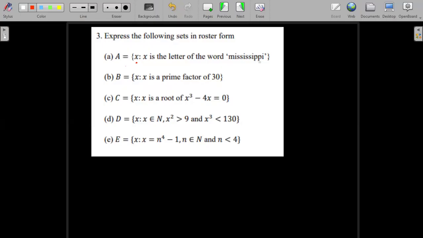So X, we are saying, is a member of this letter what? Mississippi. So now, if X is a letter of that word Mississippi, and Mississippi contains what letters? Mississippi contains the letter M, the letter I, the letter S, and the letter P. So it contains how many letters? I can see M there. I can see the letter I, and I can see the letter S and the letter P. Of course, these like S and I and P are repeating. They are not written once.